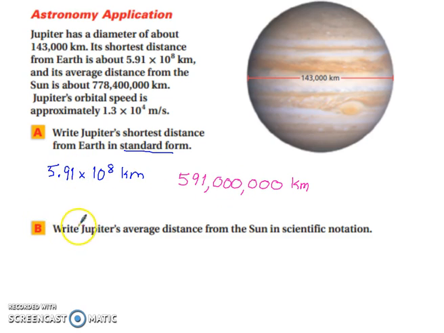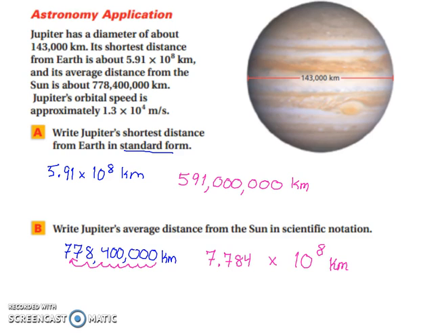So in the next one it says, write Jupiter's average distance from the Sun in scientific notation. Try this one on your own. When you come back to the video, the answer will be revealed below. And there you have it.